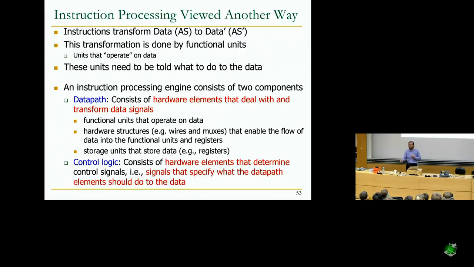Control logic basically tells the data path what to do. It consists of the hardware elements that determine the control signals, signals that specify what the data path elements should do to the data. So hopefully it's obvious, but this control versus data separation is important because we're going to design these things separately. They're going to interact with each other clearly, but we're going to design them separately.